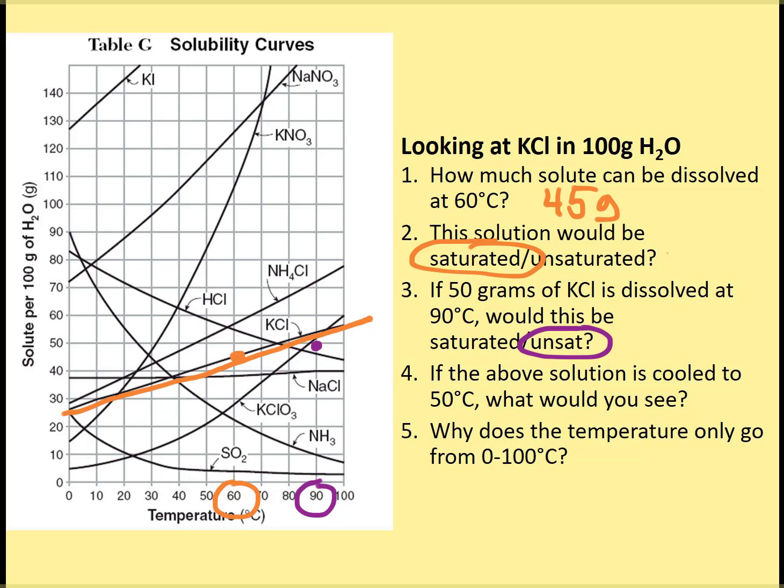It says, if the above solution cooled to 50 degrees, so I'm going to take and just follow this line to 50, what would you see? So we would see solid appear. Or perhaps a supersaturated solution, so it would just stay the same. But it says, why does the temperature only go from 0 to 100 degrees? We already answered that, and that's because this is when water is a liquid.